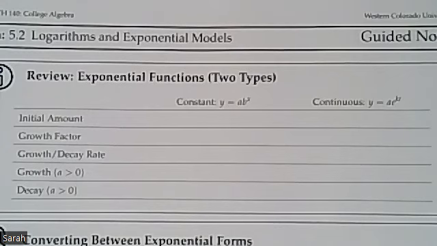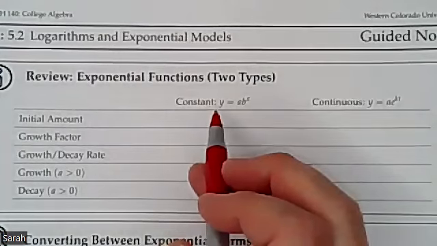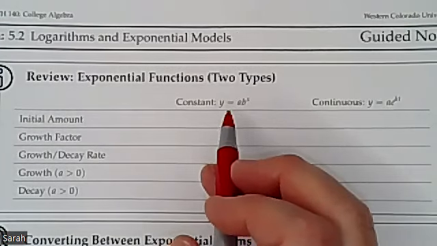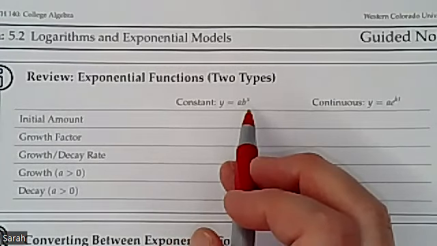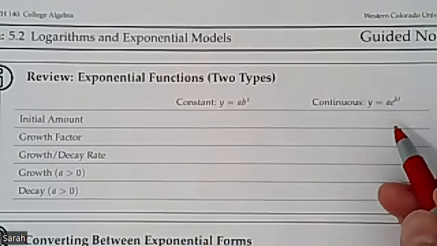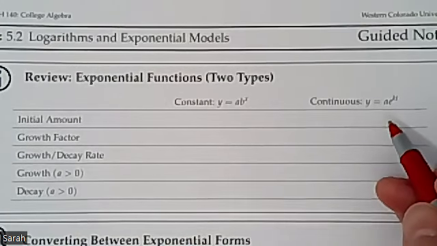So before we get to our first modeling type, which is doubling time, I want to do a quick review of our exponential functions. So we have two types of exponential functions that we've been using, our constant or standard one, which is y is equal to ab to the x, and then our one that is for continuous growth, and that's y is equal to ae to the kt.